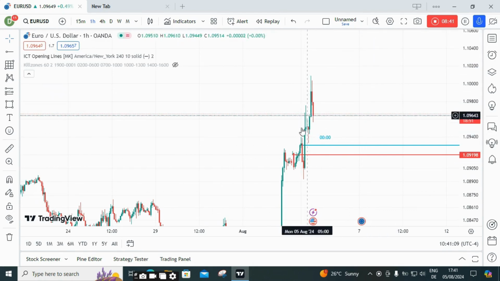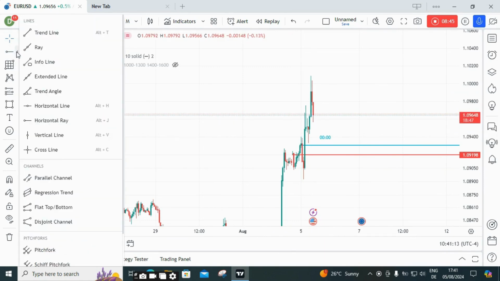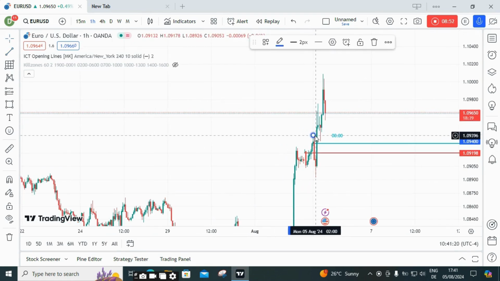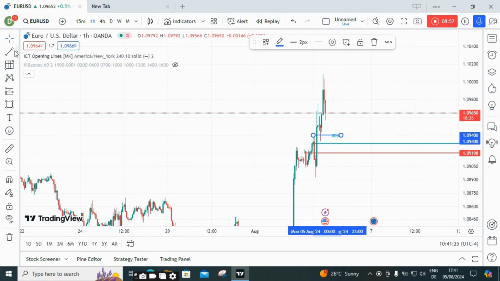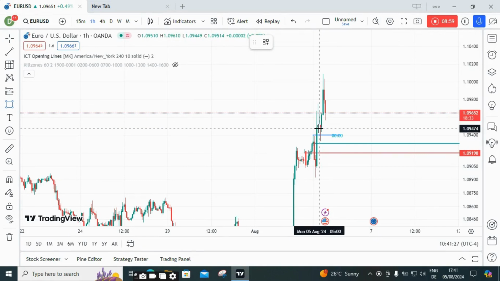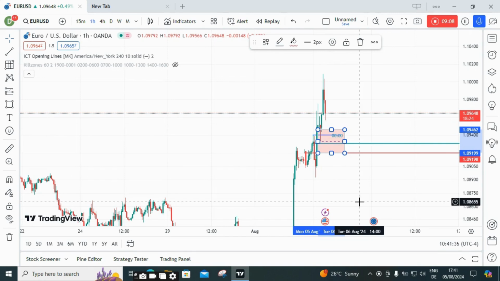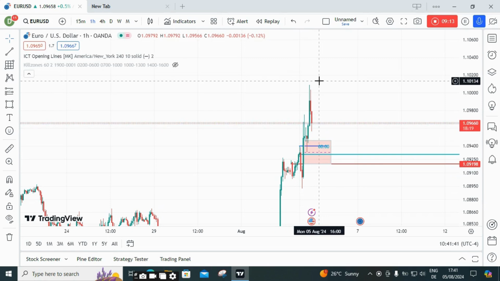When it broke this external range liquidity, this gave me an indicator that price would probably come back to retest the internal range liquidity. So I started eyeing it because I also saw another indicator, which was a fair value gap that was left behind. These confluences gave me an indicator that price would come back to retest this fair value gap for it to go higher.